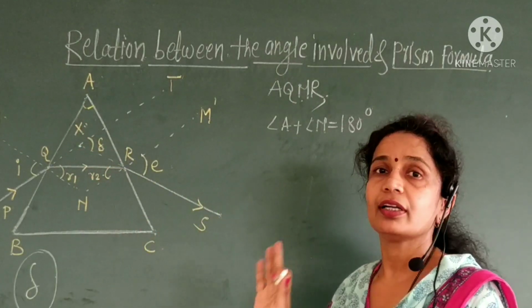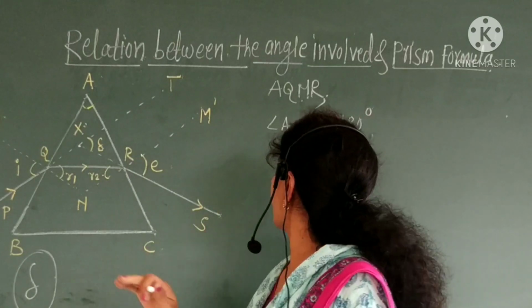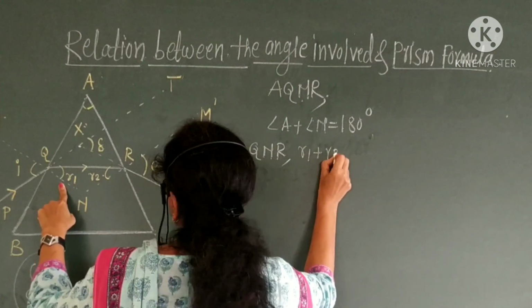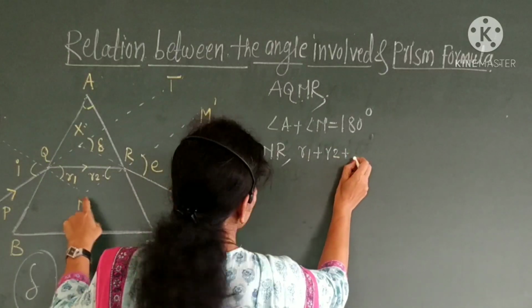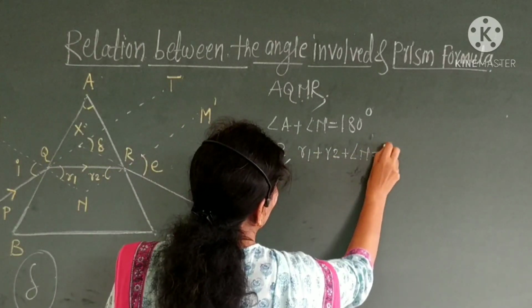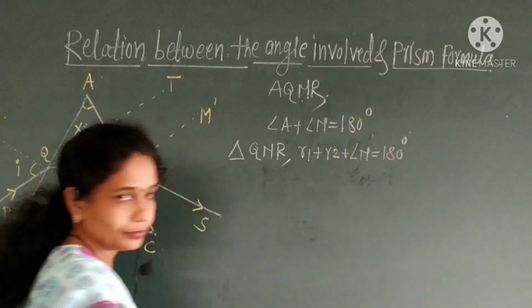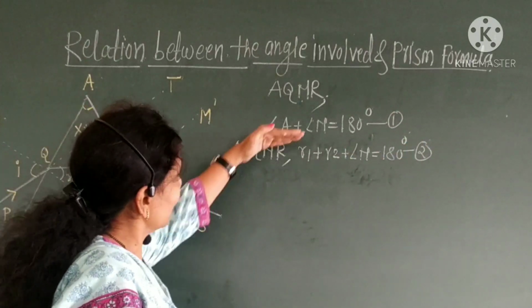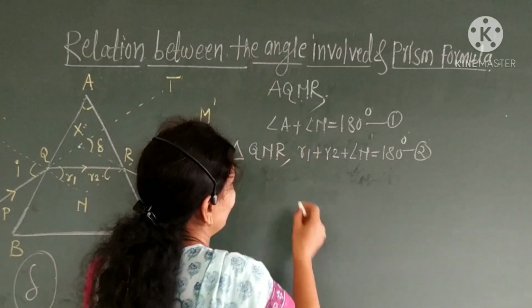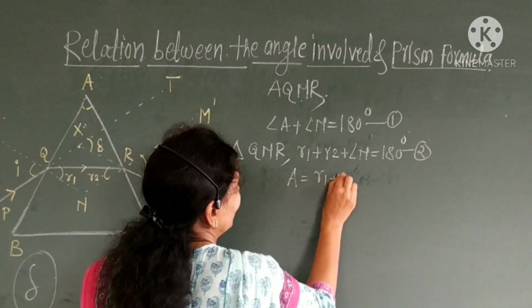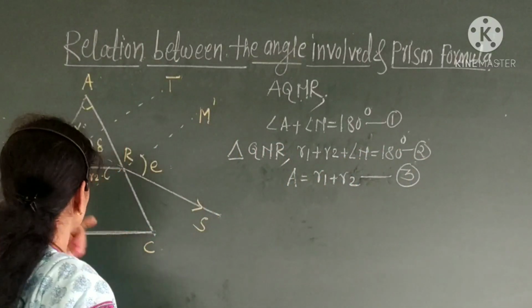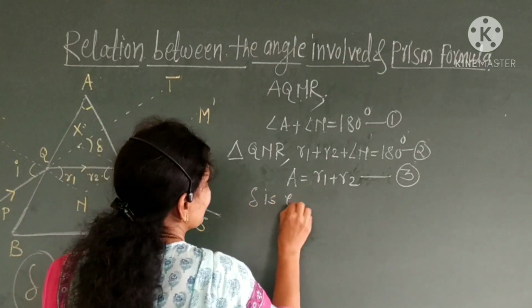Therefore, it is 180 degrees. Angle A plus angle N is equal to 180. R1 plus R2 plus this angle N is equal to 180 degrees. So this is equation 1, this is equation number 2. Okay, compare these two equations. What do we get? A is equal to R1 plus R2. Say equation number 3.